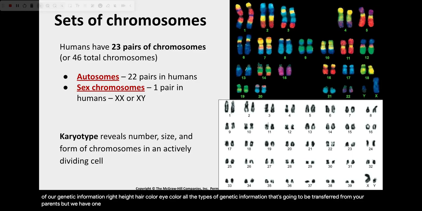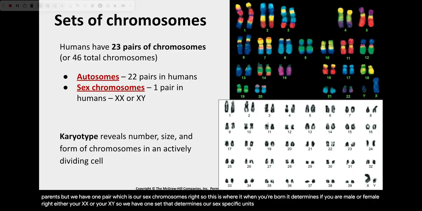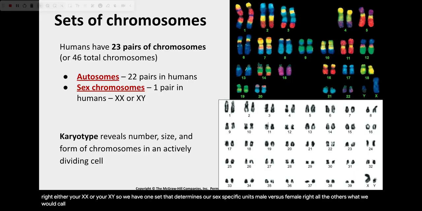But we have one pair which is our sex chromosomes. So this is where, when you're born, it determines if you are male or female. Either you're XX or you're XY. So we have one set that determines our sex-specific genes, male versus female. All the others we would call our autosomes.